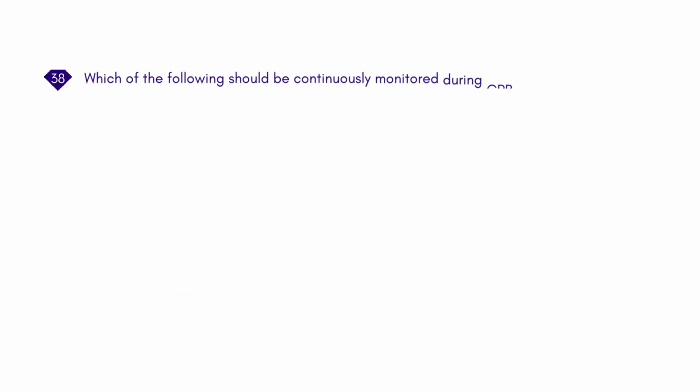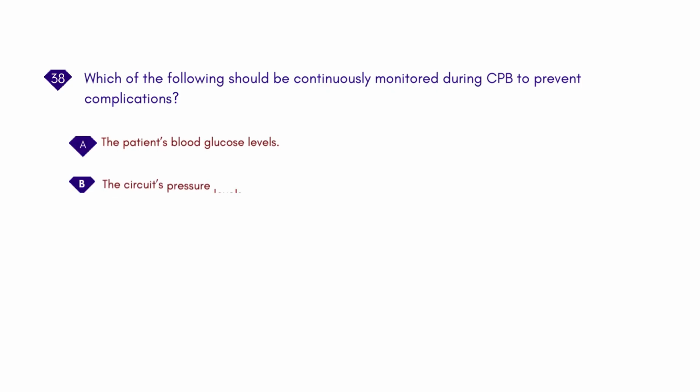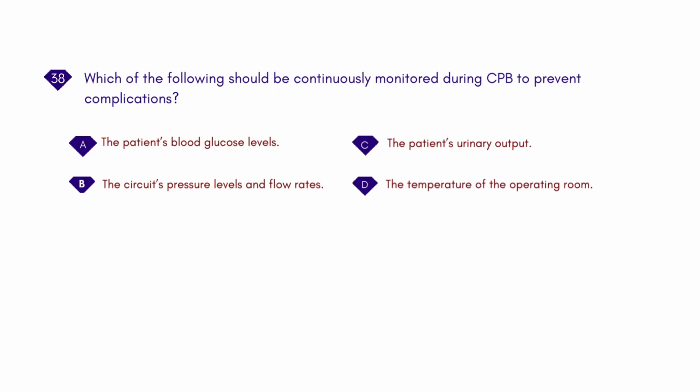Which of the following should be continuously monitored during CPB to prevent complications? A. The patient's blood glucose levels. B. The circuit's pressure levels and flow rates. C. The patient's urinary output. D. The temperature of the operating room.